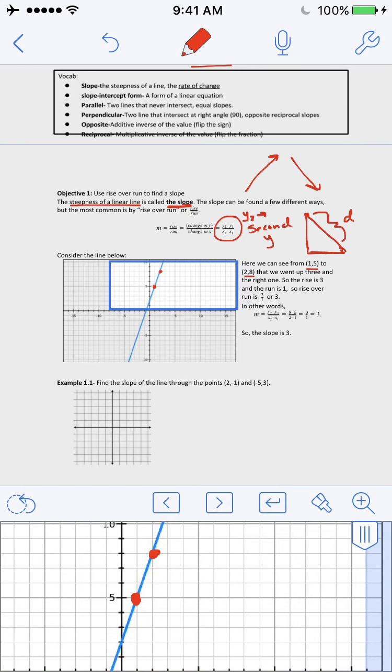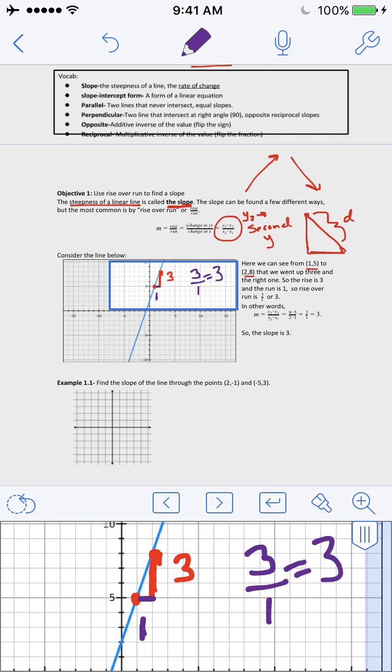Alrighty, so let's do the same thing we did for distance. Let's look at that rise and that run. How far did this one go up? From 5 to 8, that's 3 units. So it went 3 units up. And then how far did it go out? It went out from 1 to 2, that's 1 unit. So our slope would be rise of 3 over run of 1, or a slope of 3.